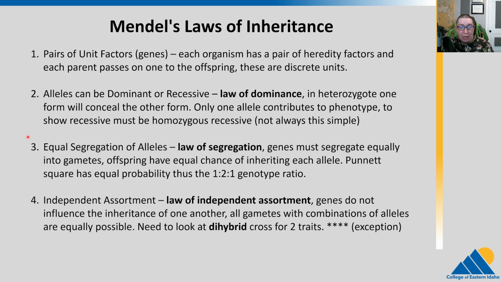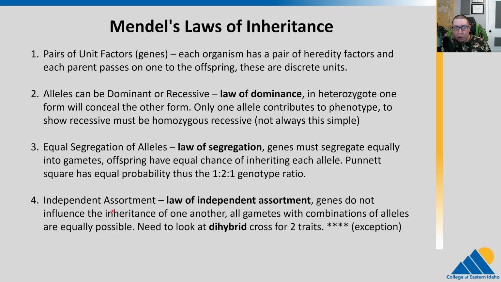Number 3, equal segregation of alleles. The law of segregation. Genes must segregate equally into gametes. Offspring need to have an equal chance of inheriting each different allele. So our Punnett square shows us equal probability, and we get that 1 to 2 to 1 genotype ratio in the F2 because there's an equal chance of getting either of the alleles that come from a parent. So there's no bias in what gets passed on.